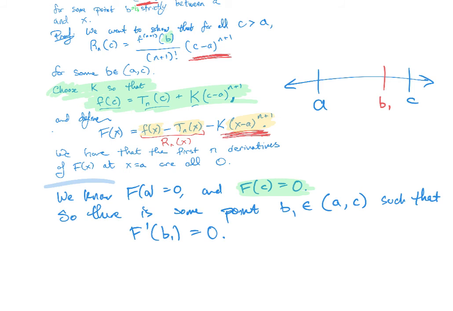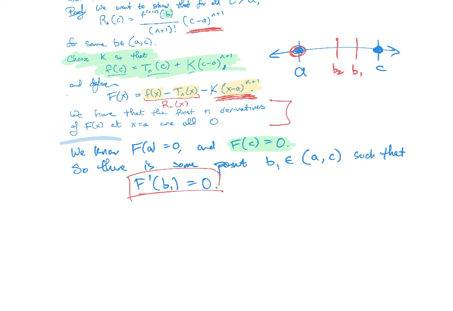Okay. Now, I hope you see what's coming. We got B1 because capital F of A was equal to capital F of C. Now you look at the derivatives. Well, we just found that the derivative at B1 is 0. But we also know that the derivative at A is 0. Why? Because the first n derivatives of capital F evaluated at A are 0. So now we're going to use Rolle's theorem. We're going to get a B2 in there, at which its second derivative is 0.